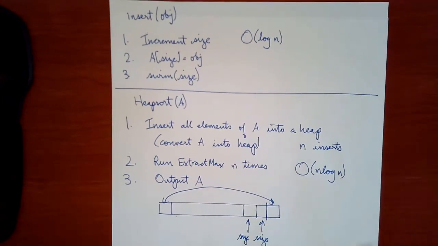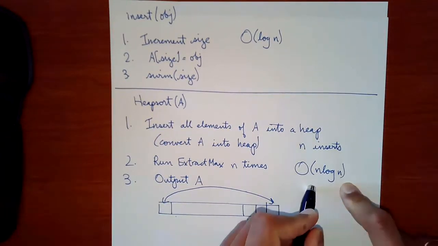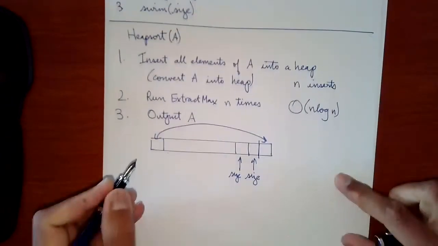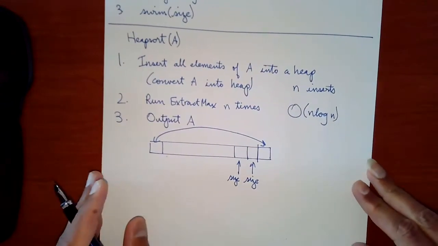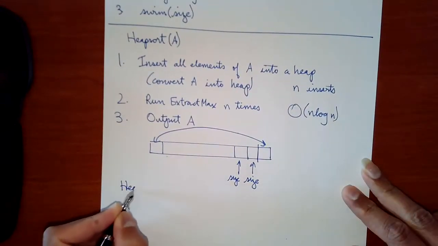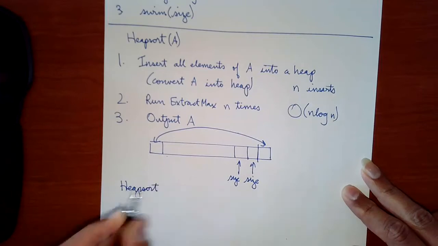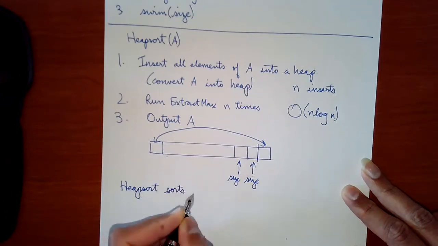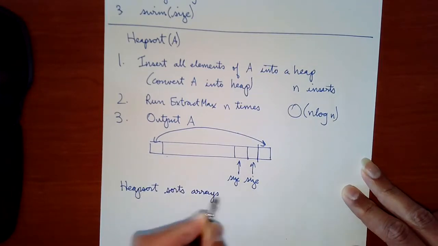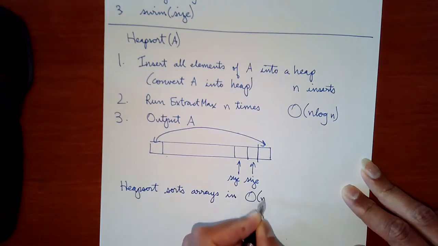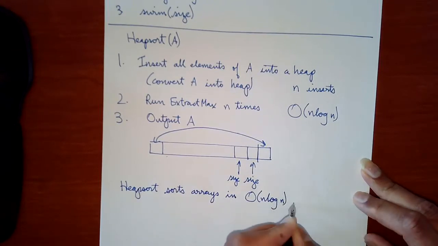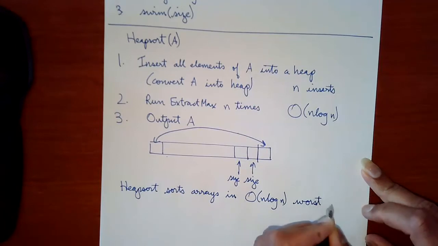Right? So this is a very neat sorting algorithm, and this is actually a pretty important concept: heap sort, unlike the quadratic time sorts, sorts arrays in O of n log n worst case time.